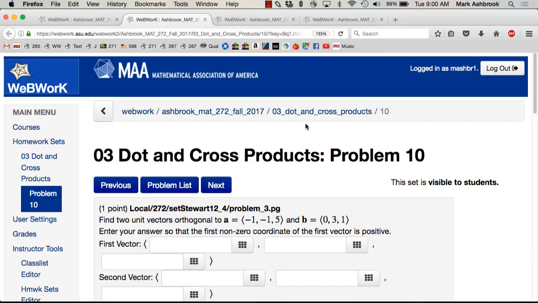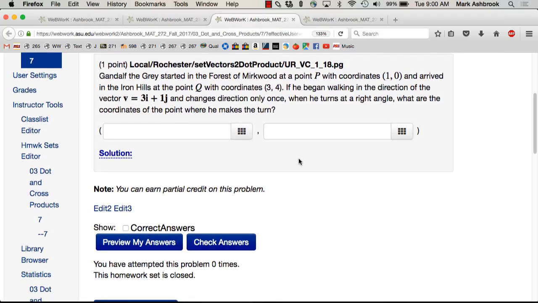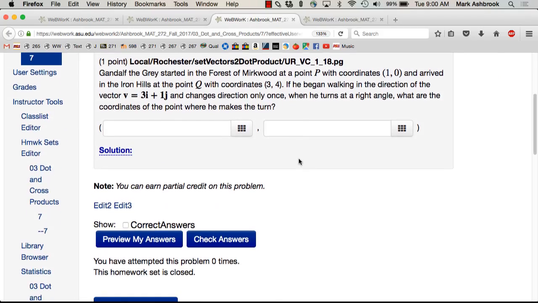Okay, let's look at a couple of these web work problems that were due today. Gandalf. Look at Gandalf. All right, so in these problems, pictures are going to be a really important aspect to visualize what's going on, and then when you have a good picture, you'll be able to recognize what tool or tools will apply.